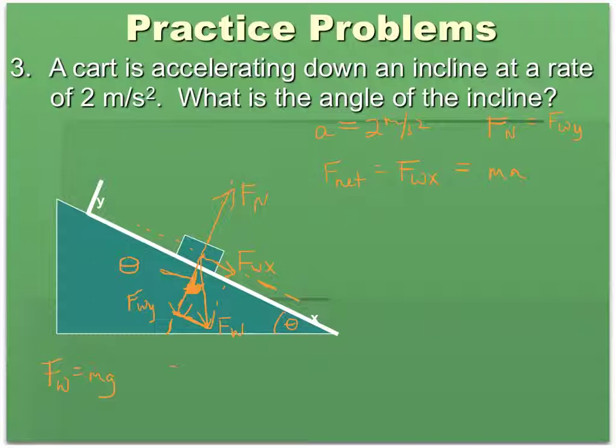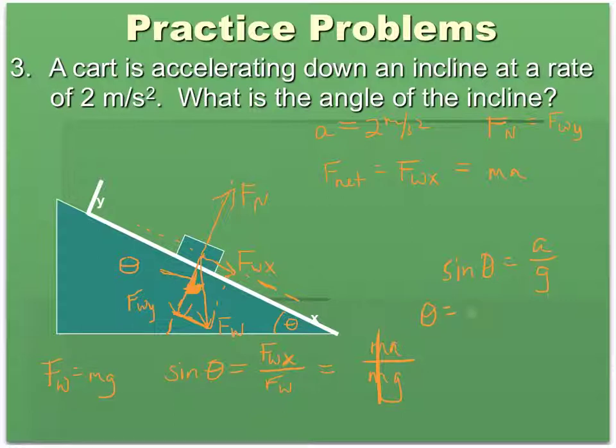So I know that sine of theta, whatever that angle is, is equal to the opposite, FWX, divided by the hypotenuse, which is Fw. I'm going to substitute MA, mass times acceleration, in for FWX, and I'm going to substitute mg in for Fw. The masses will cancel out, and so that leaves me with the sine of theta is equal to a over g. Both of these values I know.